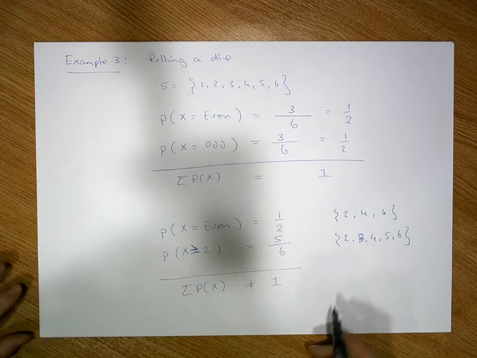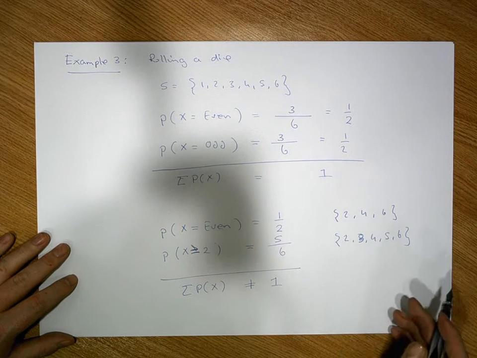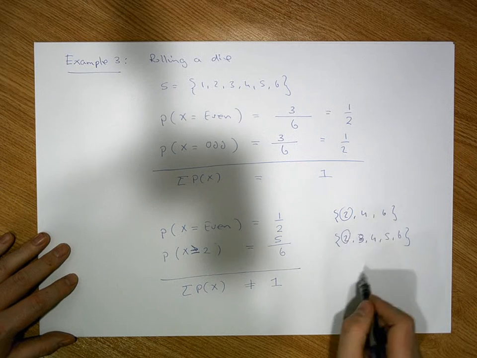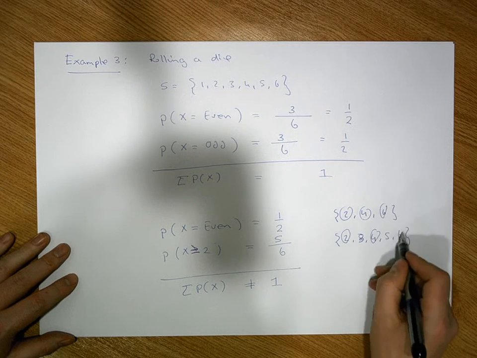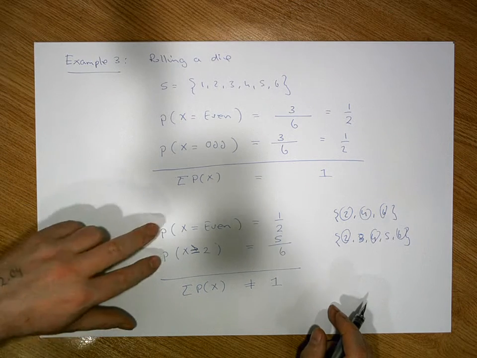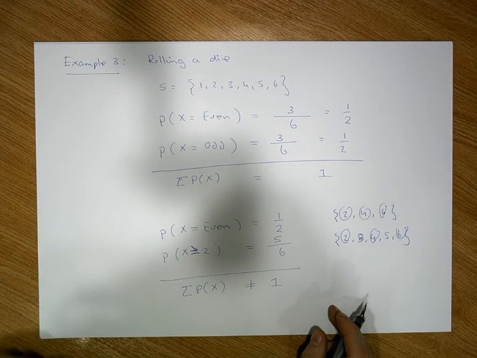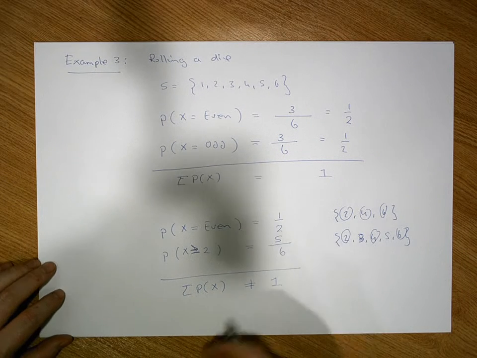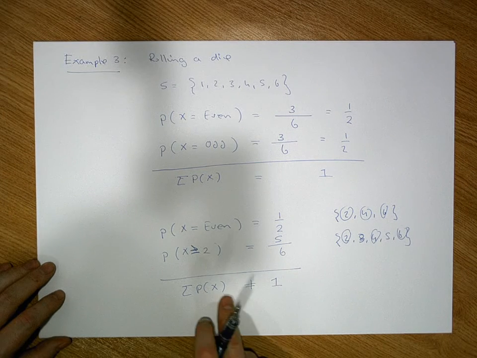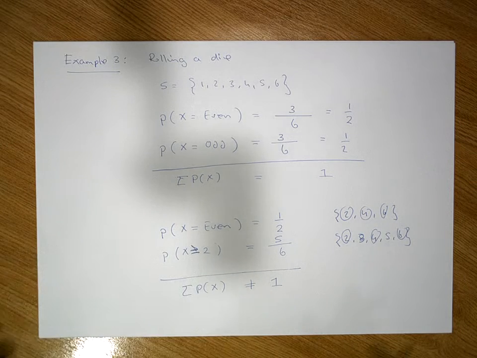Now what we can see here is that these two events share some commonality. The 2 is there, the 4 is there, and the 6 is there. So they're not mutually exclusive, and also they're not exhaustive. We haven't considered the possibility of getting a 1. When events are not mutually exclusive and not exhaustive, the sum of the probabilities won't add up to 1. Let's keep that in mind. That's an important condition here.